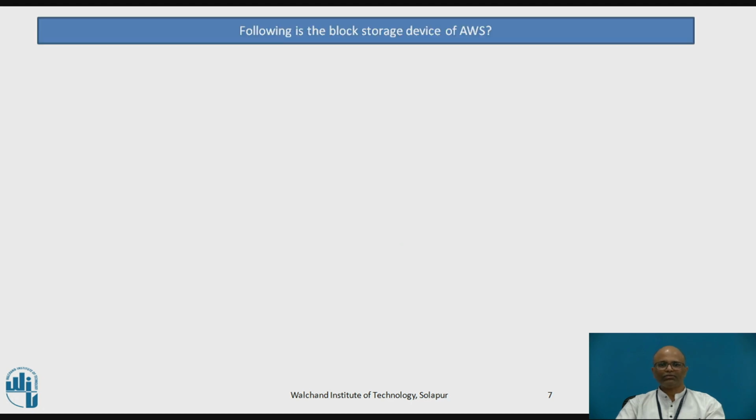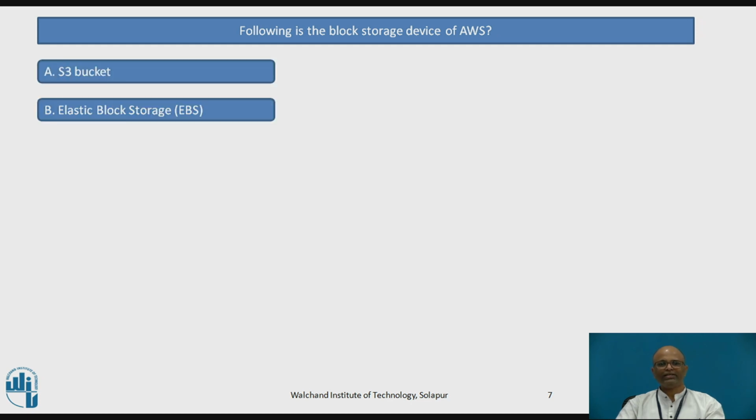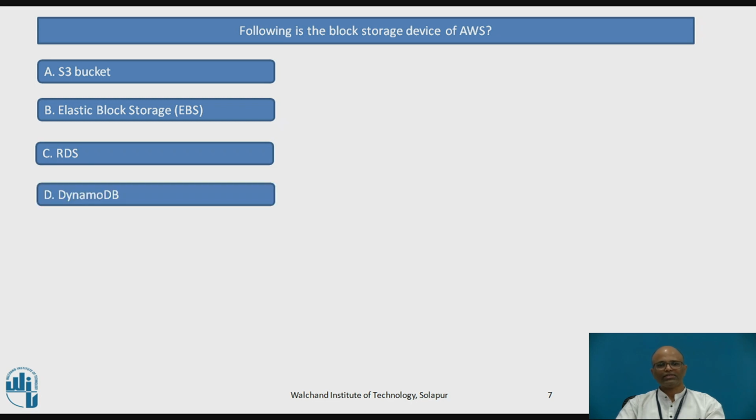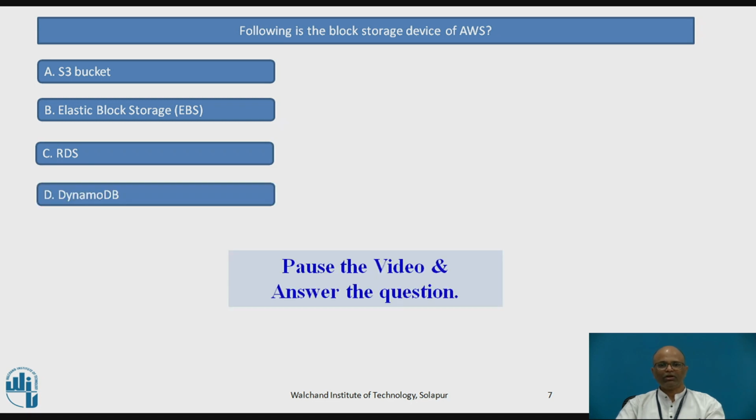Now stop for a while and answer this question. Following is the block storage device of AWS. One is S3 bucket, second is Elastic Block Storage, third is RDS, or it is DynamoDB. Pause for a while and answer. So the correct answer is B, which is Elastic Block Storage.